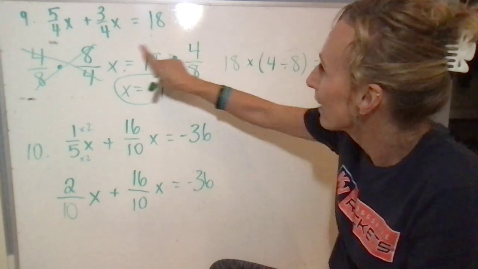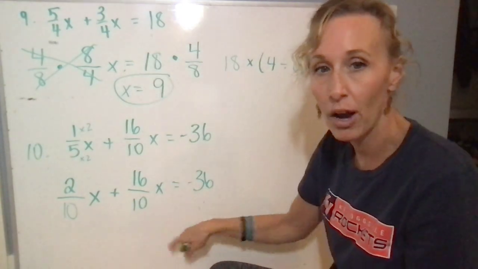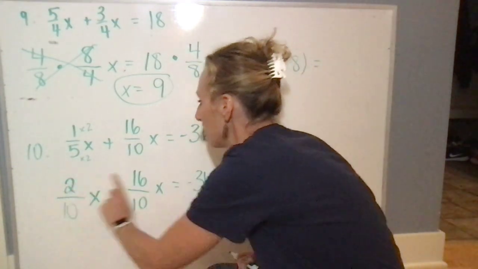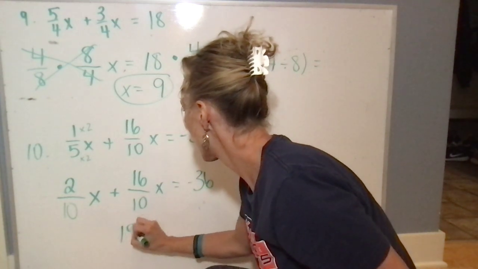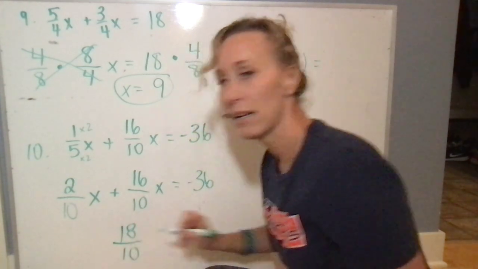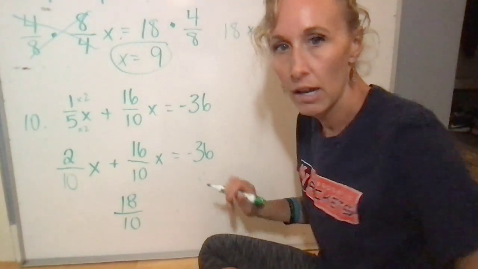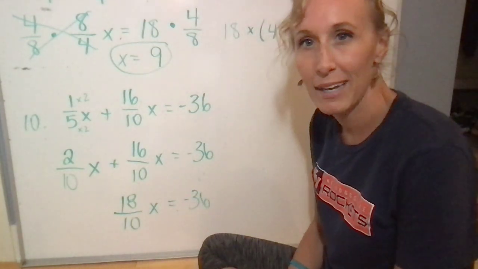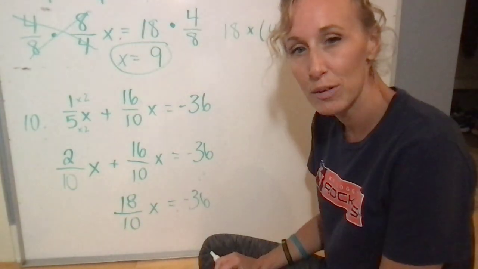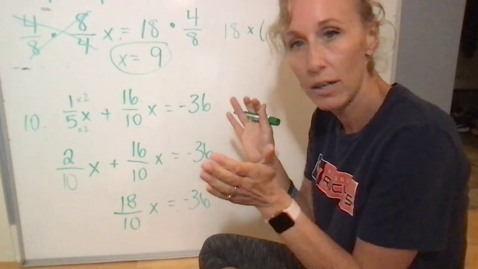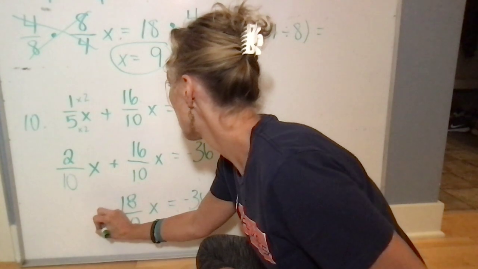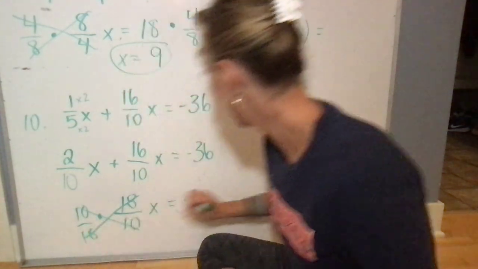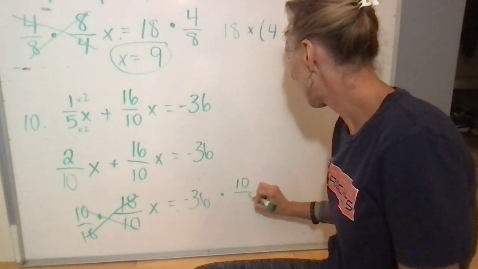Now, guess what? We have the same thing we had up here where we have the same denominator. So all we have to do, since these both have x's on them, is add like terms, okay? So 2 plus 16 is really 18. Keep that denominator of 10. x equals -36. And now we have a fraction at the end again. We just have a fraction, then the letter, and then an equal sign and the other side. So we're going to multiply by the reciprocal. Times 10 over 18, that's our reciprocal. So that cancels out. Times this side by 10 over 18.